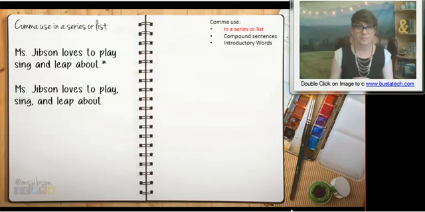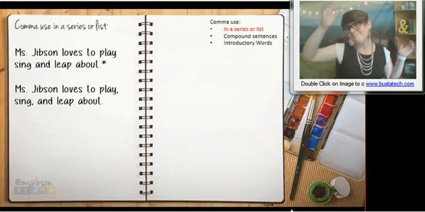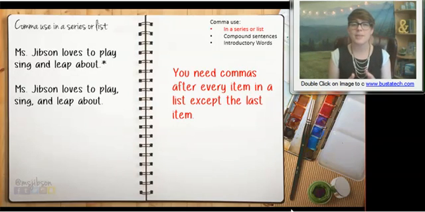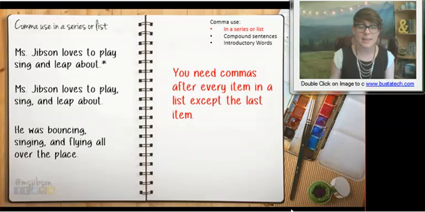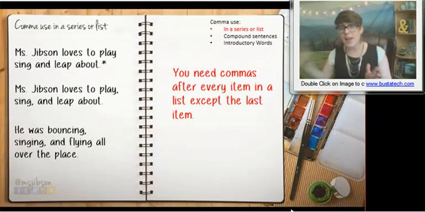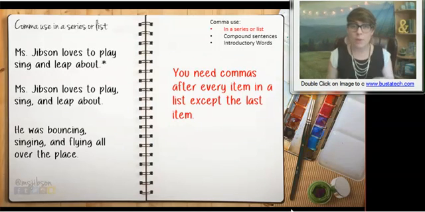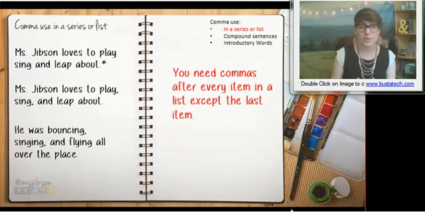Miss Gibson loves to play, comma, sing, comma, and leap about. You need commas after every item in a list except the last item. For example, he was bouncing, singing, and flying all over the place. So the last item in the list usually flows into what you're trying to convey. For your Dropbox assignment, you're going to have to write 2 examples of using commas in a list.